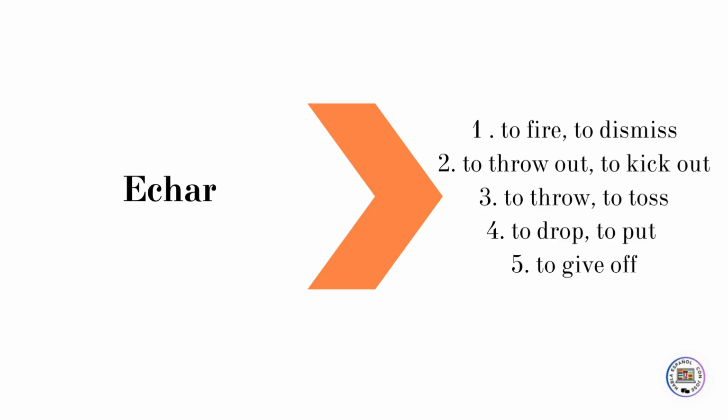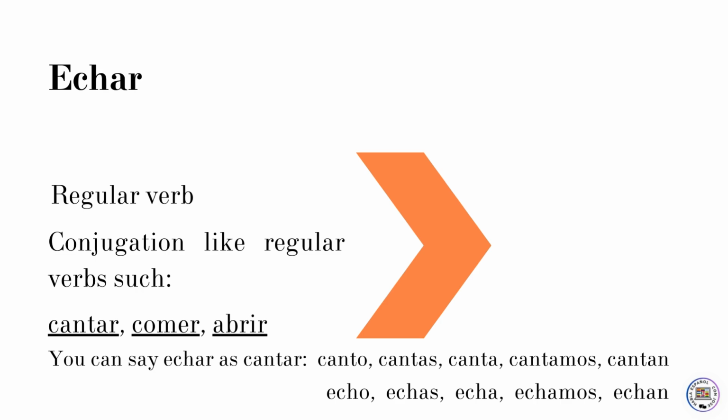Echar. So as you know from the video posted before about this verb, we see here in this slide some of the meanings this verb could have in English and in Spanish, echar: to fire, to dismiss, to throw out, to kick out, to throw, to toss, to drop, to cut, and to give off. So I won't explain again how the verb works. Here in the upper side, you'll find the card to go to the other verbs, or you can go directly in the channel to the 5 usages of the verb echar en español.